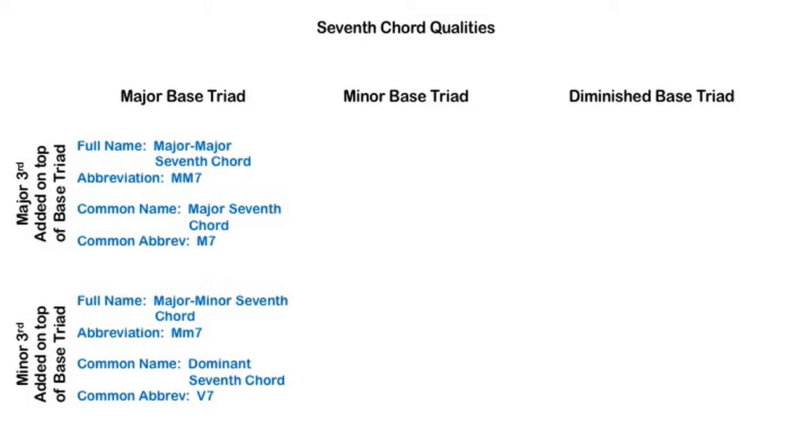The common name for this chord is a dominant 7th because this is the quality of 7th chord which shows up diatonically, or without accidentals, above the dominant or 5th scale degree in major. The common abbreviation for this is the Roman numeral 5, showing the function of a dominant, and the inversional symbol, in this case 7, so a 5-7.